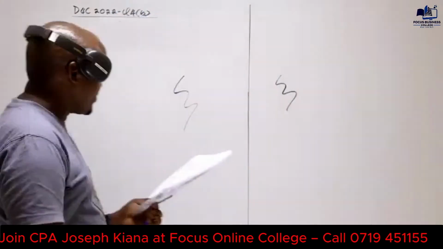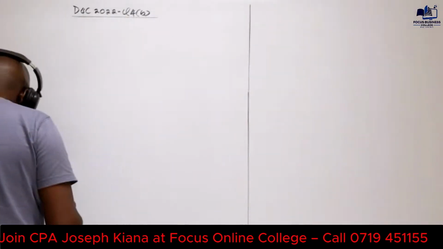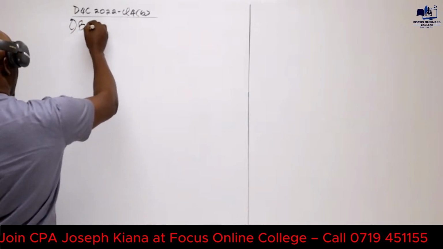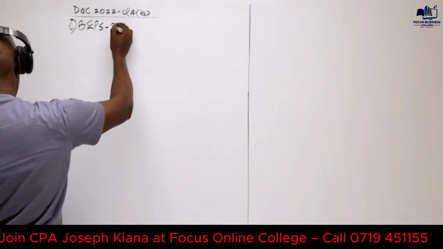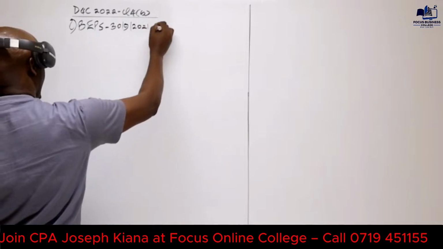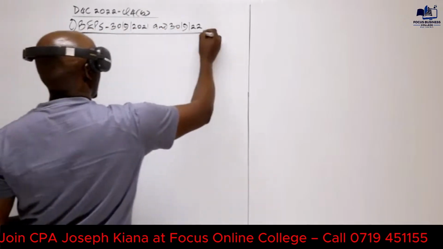So we are going to start with Roman 1 of the question, whereby we are required to compute the basic earnings per share, that is BEPS, basically for 2 years. The year which ended 30th of September 2021, and the year which ended 30th of September 2022. So here we are required to compute the earnings per share for 2 years.